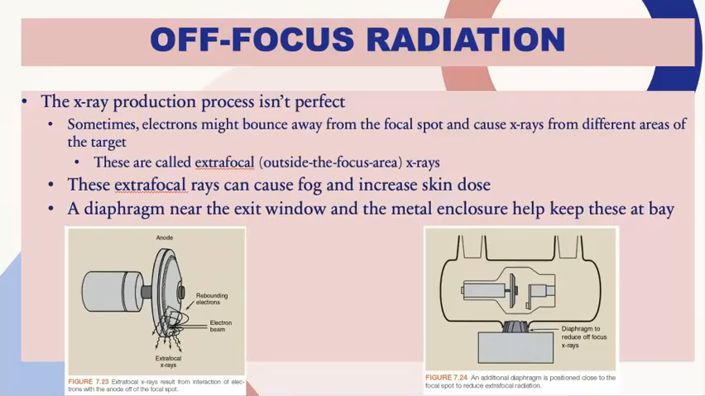Finally, off-focus radiation. The X-ray production process isn't perfect, so sometimes those electrons could bounce away from the focal spot, and that's what they're trying to show you here. And they might cause X-rays from different areas of the target, called extrafocal X-rays. All these do is cause fog or maybe increase skin dose, so a diaphragm near the exit window and a metal enclosure help keep these at bay.